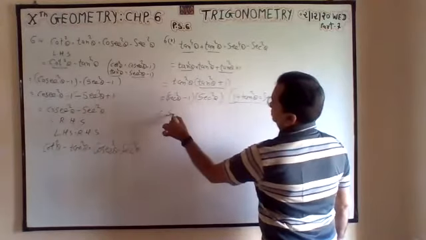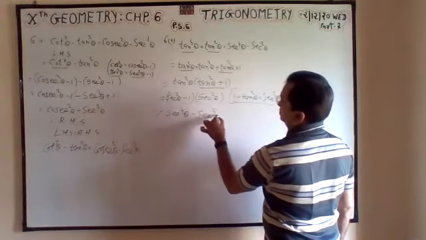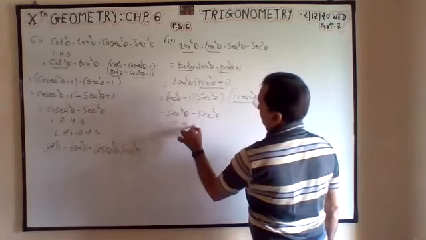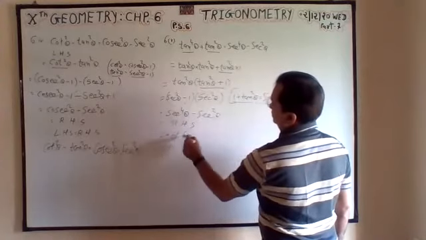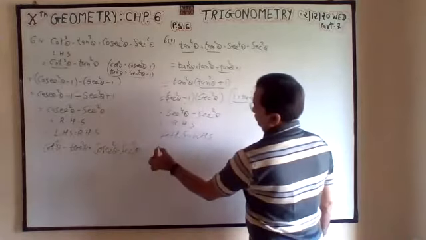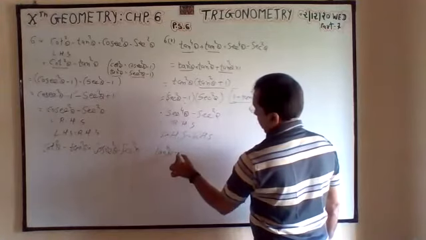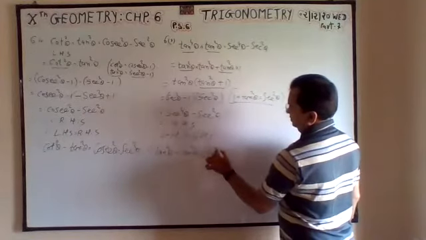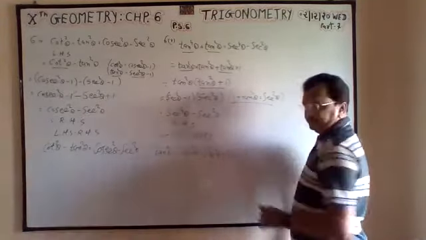This into this, sec raised to 4 theta, this into this is equal to right hand side. Therefore LHS is equal to RHS. Therefore tan raised to 4 theta plus tan square theta is equal to sec raised to 4 theta minus sec square theta.